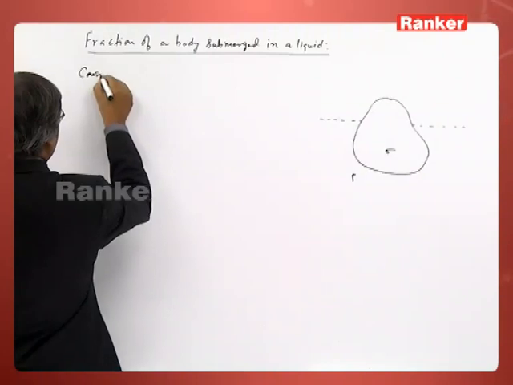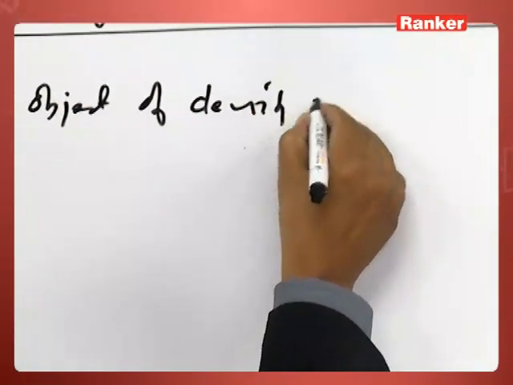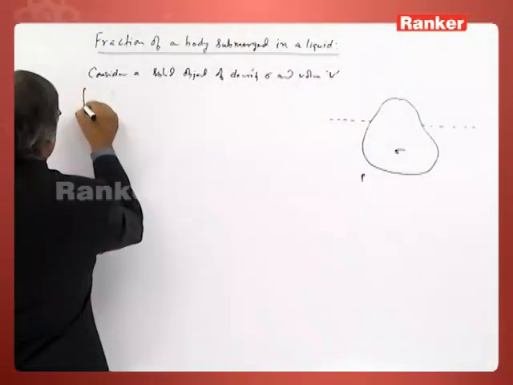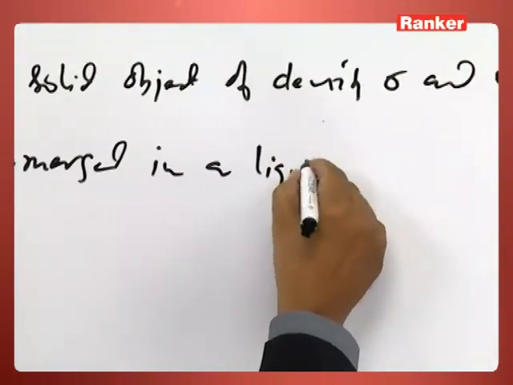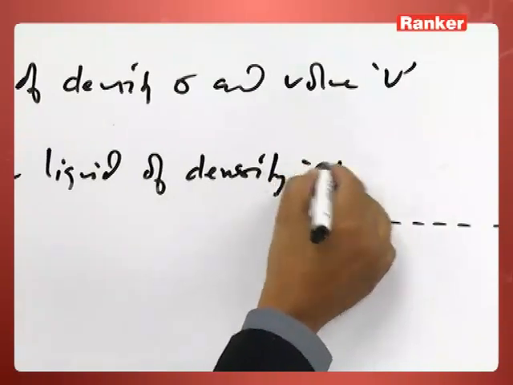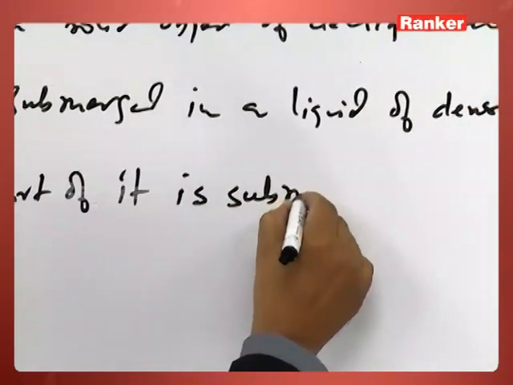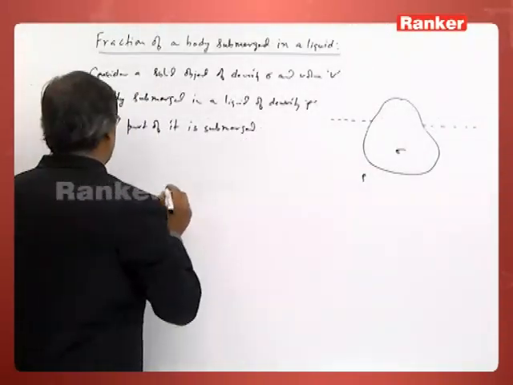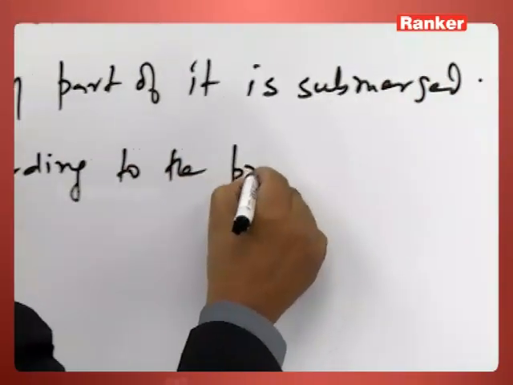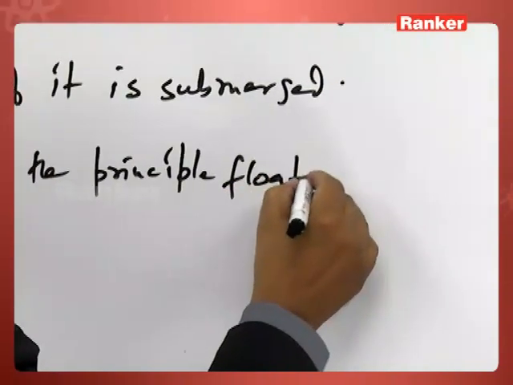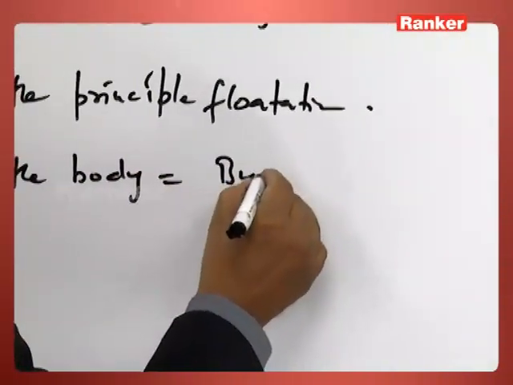So consider a solid object of density sigma and volume V partially submerged in a liquid of density rho. Let eta part of it be submerged. So, since the body is floating, according to the principle of flotation, weight of the body is equal to buoyant force.